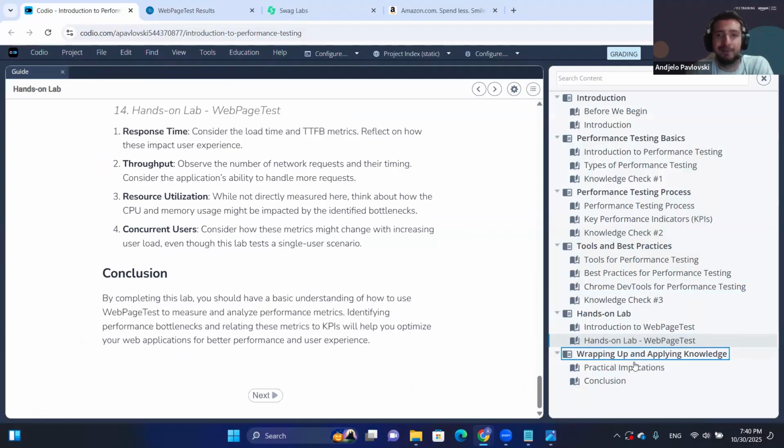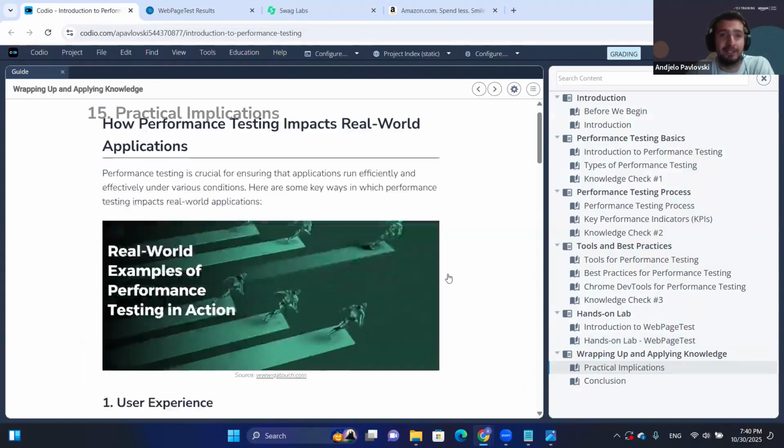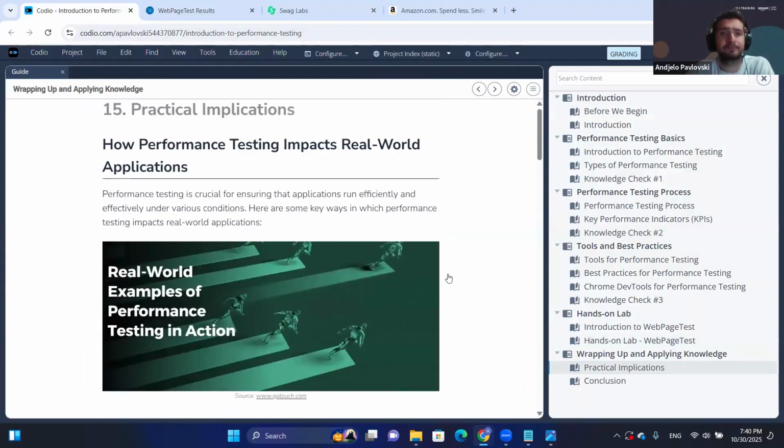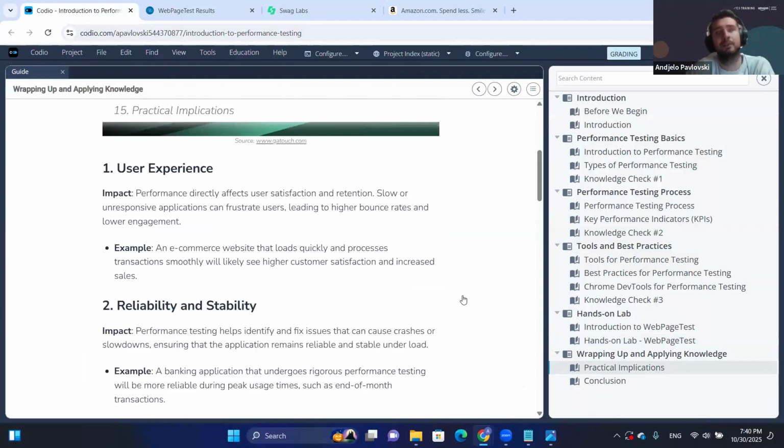Okay. If there are no questions, I'm going to go to the last bit of today's lecture, which is the practical implications. So basically, how does it impact the world when we do performance testing on our apps? Well, we've already talked about why it is so important, so I'm just going to try to keep it as short and sweet as possible.